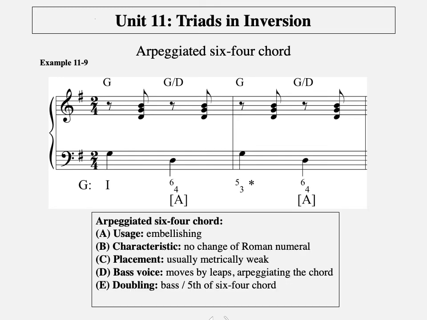So to summarize, arpeggiated 6/4 chords, there's no change of Roman numeral throughout them. It's always the same chord that just happens to wind up in second inversion at one point. The bass voice moves by leaps, arpeggiating the triad. And the doubling for the arpeggiated 6/4 chord, big surprise here, we double the fifth of the chord, which is in the bass, like we do with all of our 6/4 chords. And here's that final chord again.